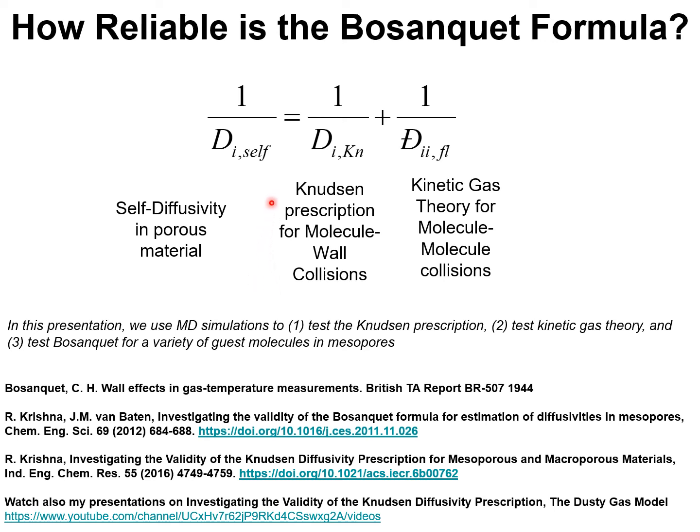The Bosanquet equation allows the estimation of the self-diffusivity in a porous material by combining the Knudsen prescription to describe the contributions due to molecule-wall collisions and the kinetic gas theory to describe the diffusivity contributions due to molecule-molecule collisions. The Bosanquet formula is laid out in a report published in 1944.